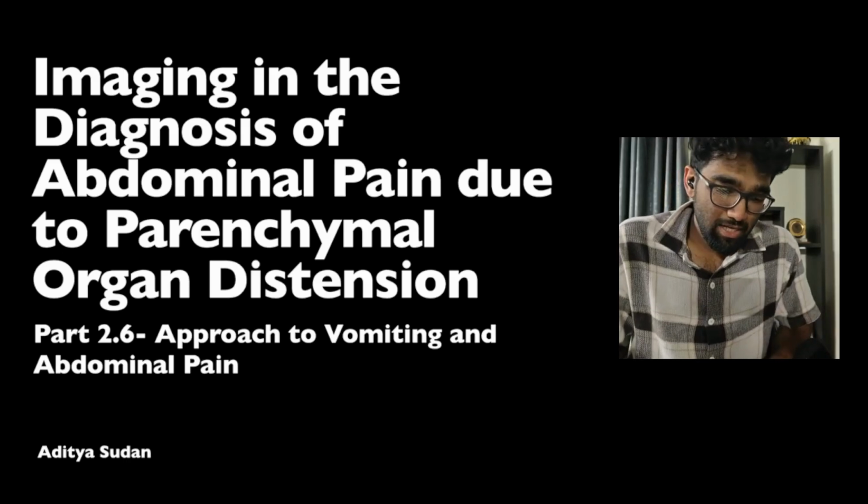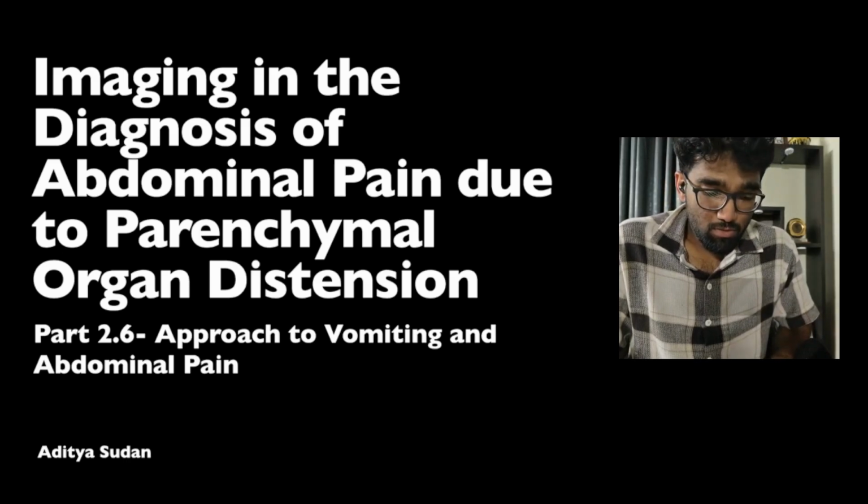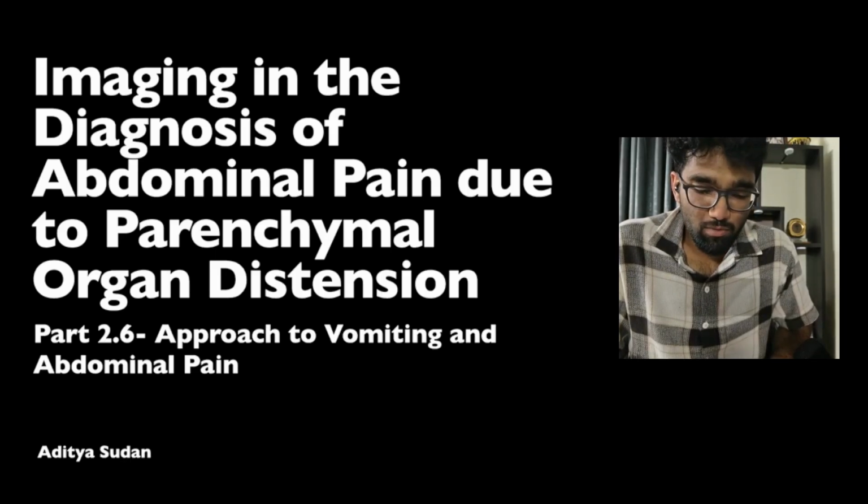Welcome back. I'll be talking about part 2.6 in an approach to vomiting and abdominal pain today. And the topic at hand would be imaging in the diagnosis of abdominal pain due to parenchymal organ distension. This will be part one. So this is a direct extension of the part 2.4 in this series.